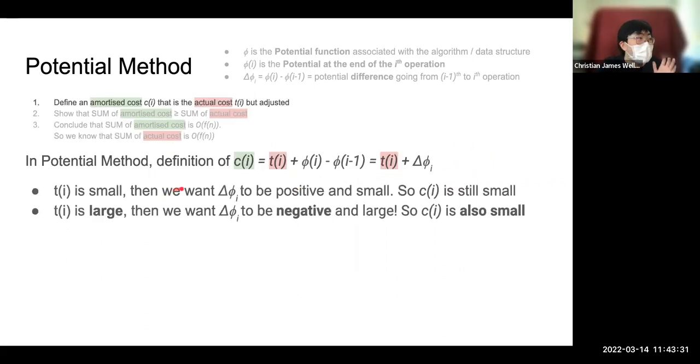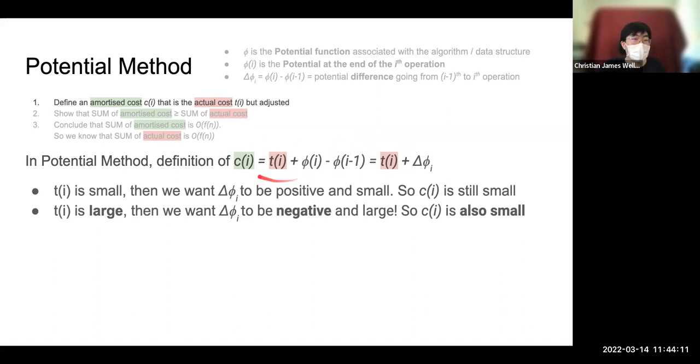Now in potential method, amortized cost has a different definition. Amortized cost is defined as the actual cost plus the potential difference. So again, throw away your understanding of accounting method for now. In potential method, amortized cost is just, by definition, this thing. It's not like in accounting method, where you charge money and that's the amount of amortized cost. In potential method, this is the definition of amortized cost. So it's like a different realm entirely.